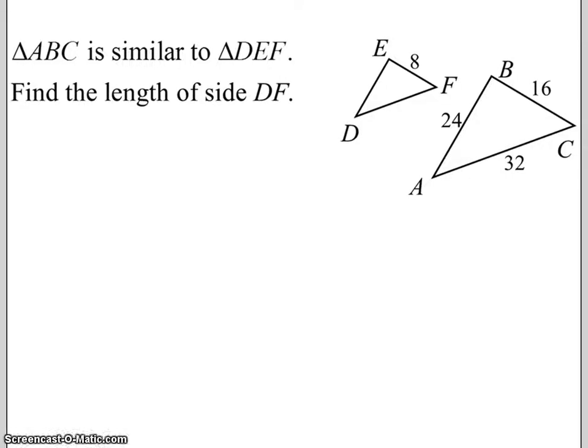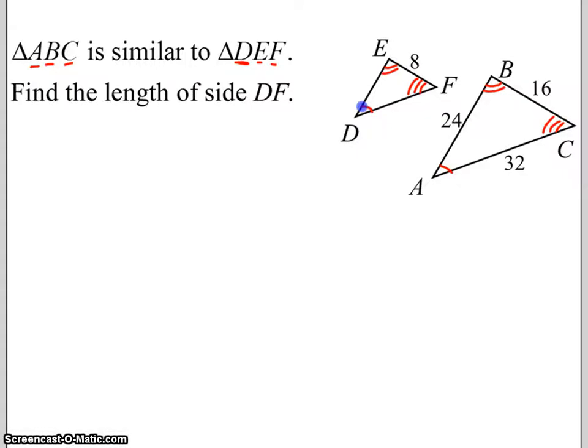Corresponding angles must have the same measure. So according to this, angle D would have the same measure as angle A. You can see in the way that the triangles are listed, they're in the same place. And angle E would have the same measure as angle B. And angle C would have the same measure as angle F. So see, it's given that triangle ABC is similar to triangle DEF.